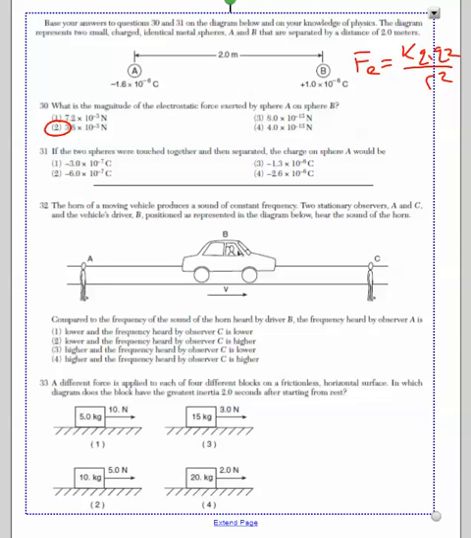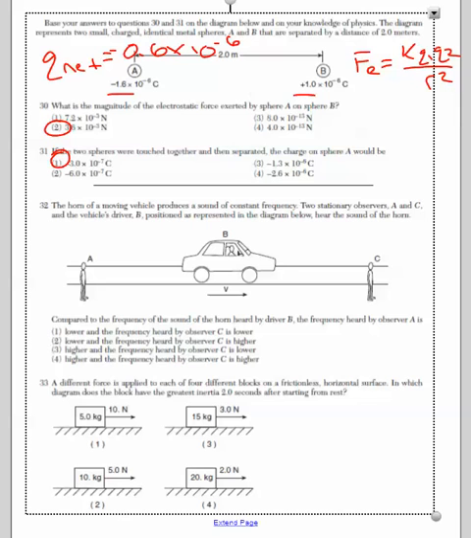Now, 31 is a nice semi-conceptual, semi-quantitative example. We have two spheres that are touched. So we know that when they touch, they're going to have an equal amount of charge, not neutral, but equal. And if we look at the net charge, one of them's negative, one's positive, so the net charge between these two is negative 0.6 times 10 to the minus 6. So when they touch and separate, they're going to even that amount out. And so if you divide that by 2, you get negative 0.3 times 10 to the minus 6, which is the same as negative 3 times 10 to the minus 7.